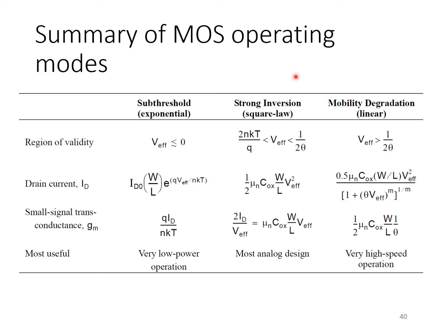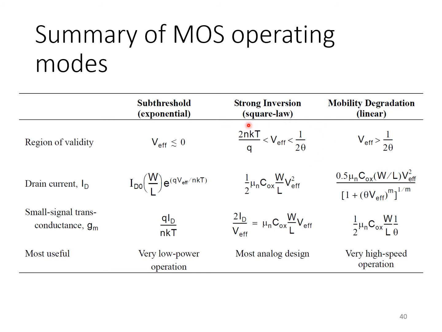And this table is a useful summary of the relationships that we presented in all these regions. We've got the exponential voltage current relationship in subthreshold. The square law is our normal active mode operation, also called strong inversion. And then for larger values of V effective, we start seeing mobility degradation. In that case, the voltage current relationship is linear. And the regions of validity of each of these operating modes is defined as shown here.